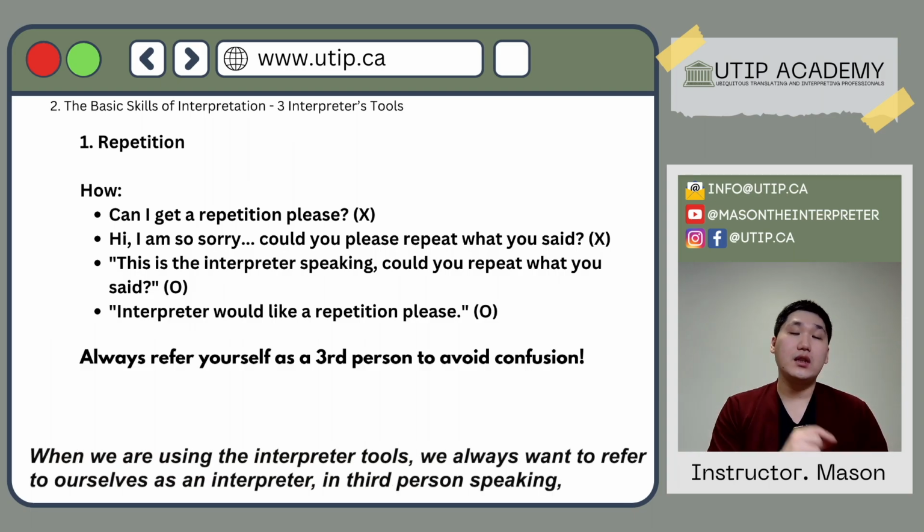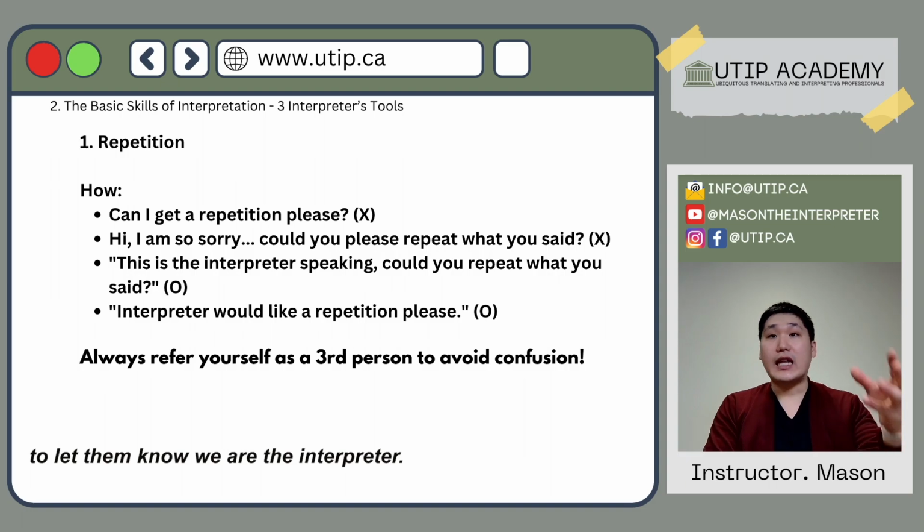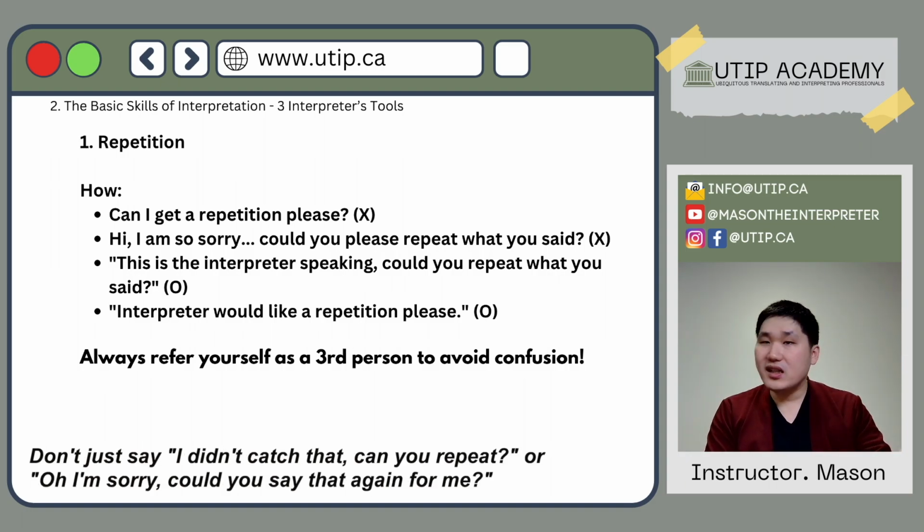When we are using the interpreter tool, we always want to refer to ourselves as an interpreter in third person speaking, to let them know that we are the interpreter. Don't just say, sorry, I didn't catch that. Can you repeat? Or, oh, I'm so sorry. Could you say that again for me?